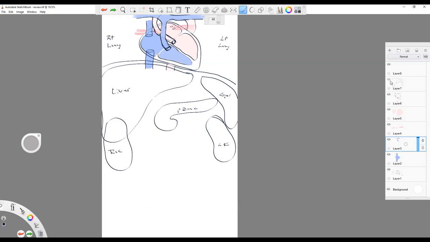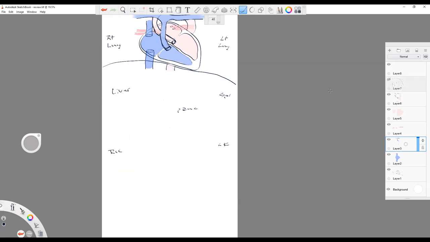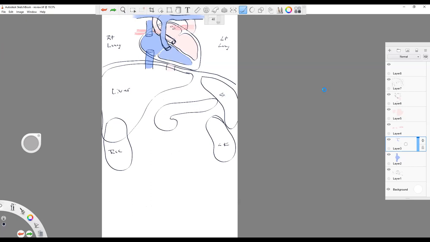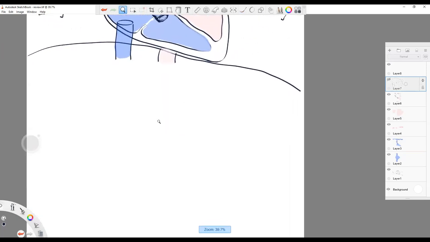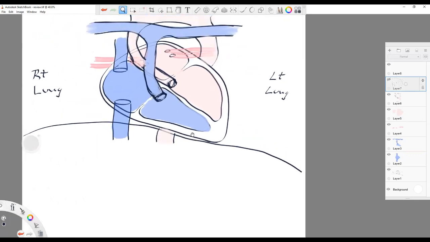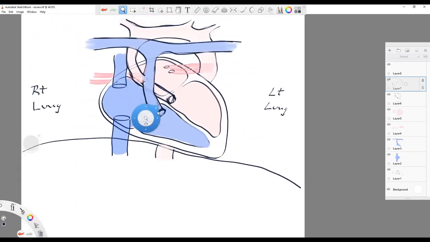So let's get rid of this. That is not drawn to scale. Actually, nothing is going to be drawn to scale from here on out, so just be forewarned. Okay, so, and now of course, just notice that the heart lays on its side. That way the IVC doesn't have to go through, and even this is not accurate.